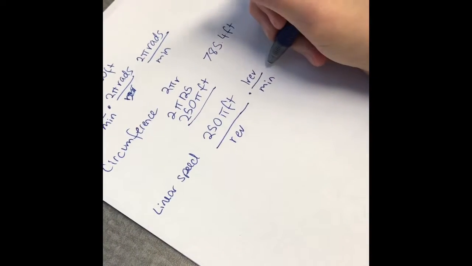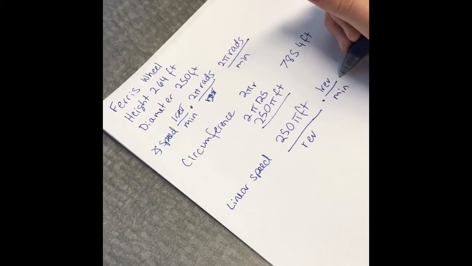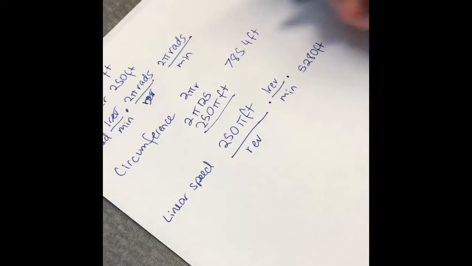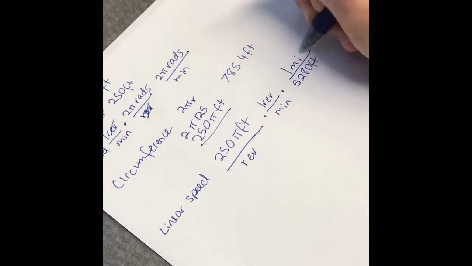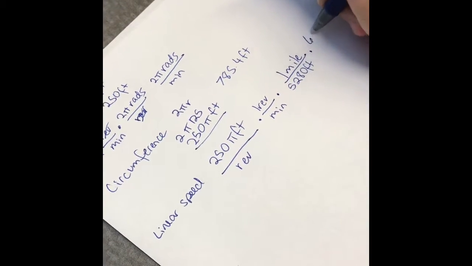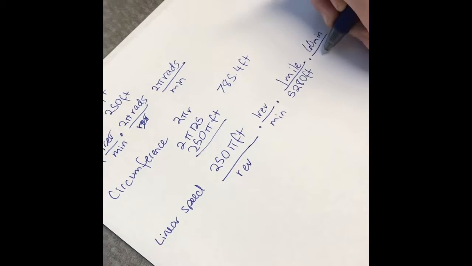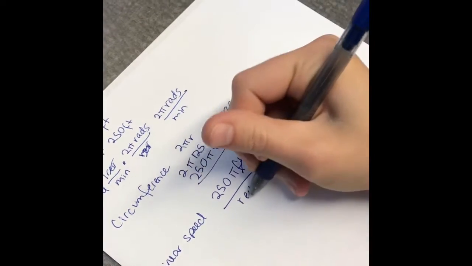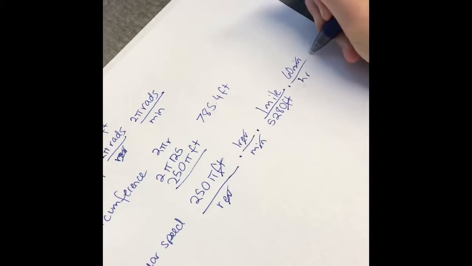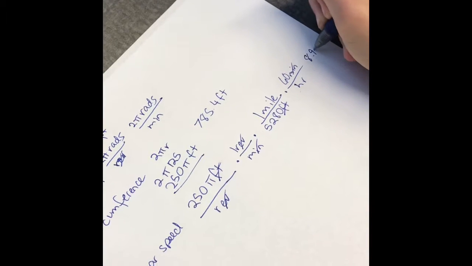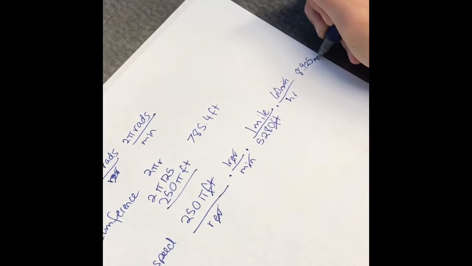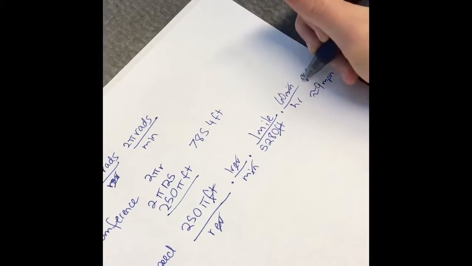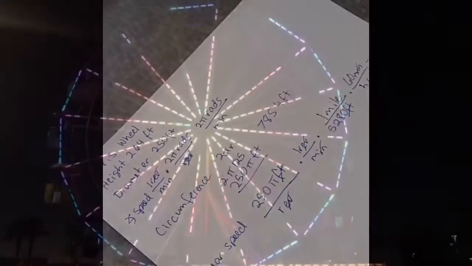Next, we will convert to miles. So we will cancel out the feet, putting 5,280 feet over 1 mile. Next, we will cancel out the minutes, multiplying 60 minutes over 1 hour. Cancel out minutes and feet and revolutions, equaling 8.925 miles per hour, which is nearly 9 miles per hour. That's how fast the Ferris wheel is going.